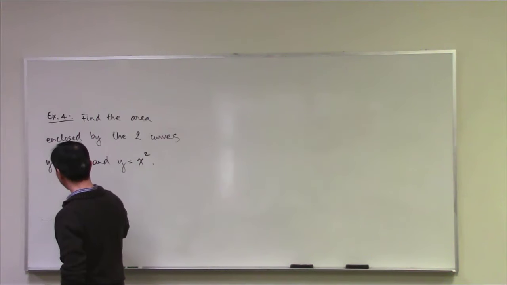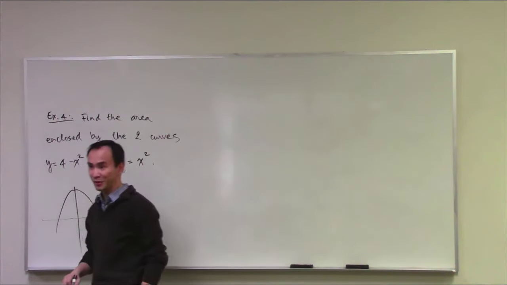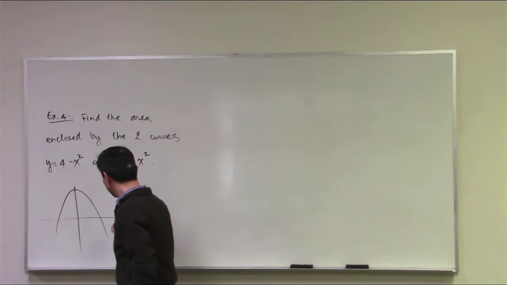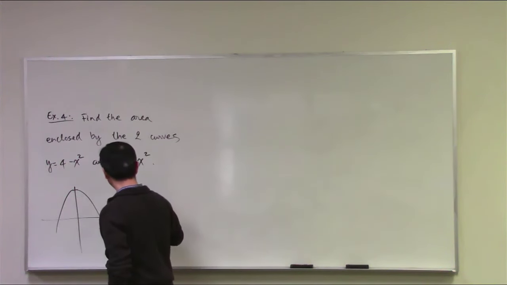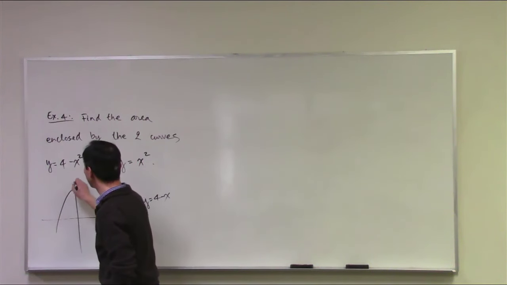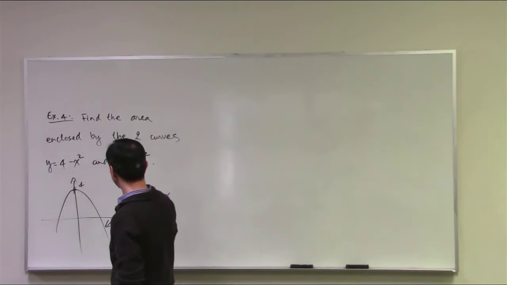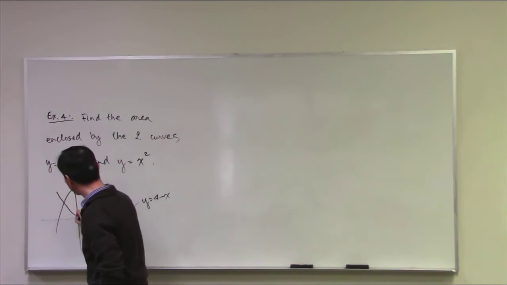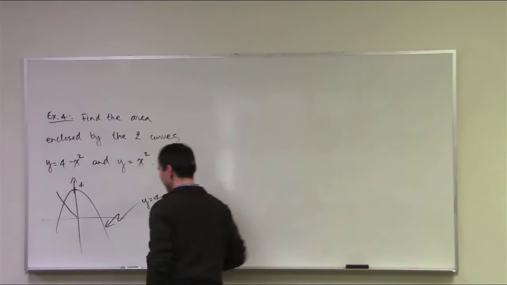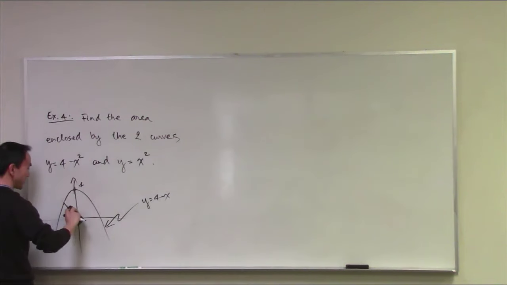4 is about somewhere up here. The curve goes like this. You guys following? So that's y equals 4 minus x squared, with top equal to 4. And then y equals x squared, this is the curve. I wish I could draw better than this.